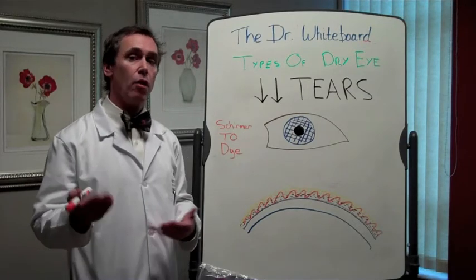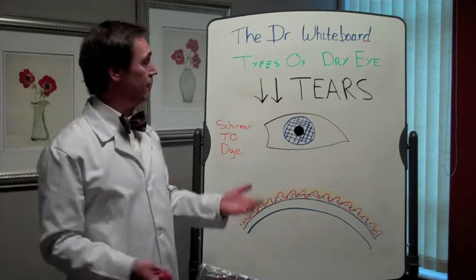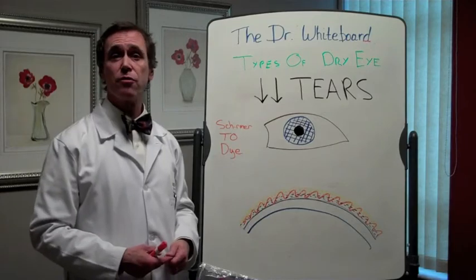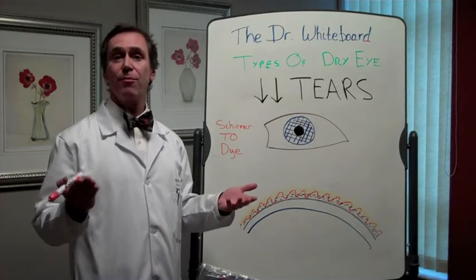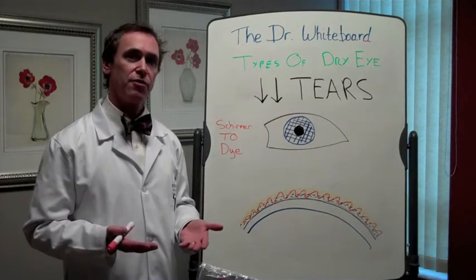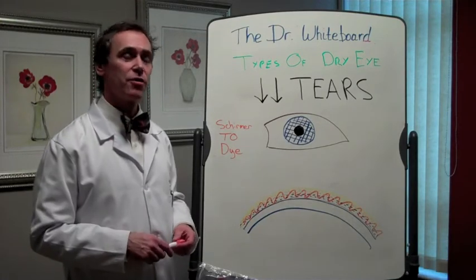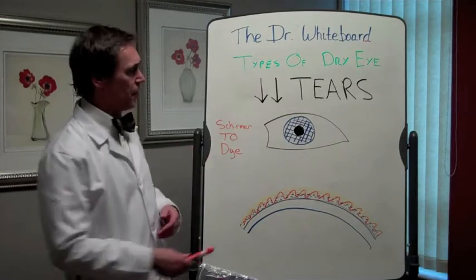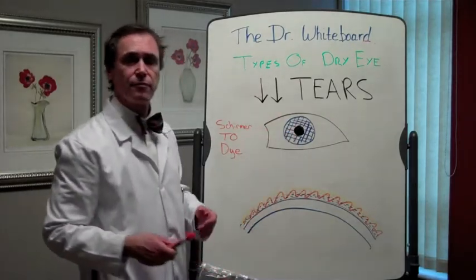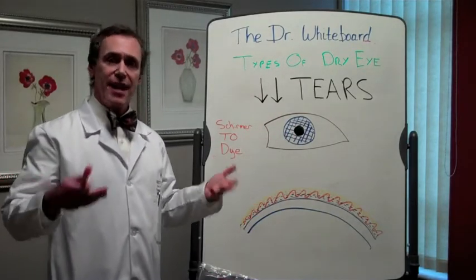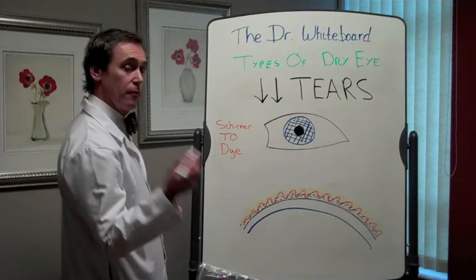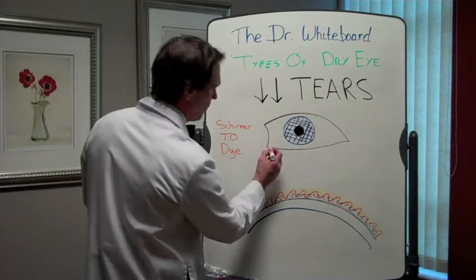The most common one makes the most sense. I don't have enough tears. My eyes are dry because I don't make enough tears. Pretty simple. How do we diagnose this? Well, a couple things. If we look at the eye, we will look at every part of the front of the eye. Thing number one is we look at your tears.